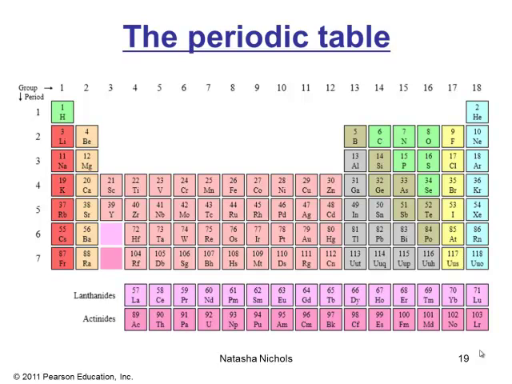And here's a simplified version of the periodic table. There are over 100 chemical elements. The number of protons in the nucleus of an atom identifies which element it is. An atom with 1 proton would be hydrogen. An atom with 2 protons, I'm looking at the top line of the periodic table, would be helium. An atom with 3 protons would be lithium.